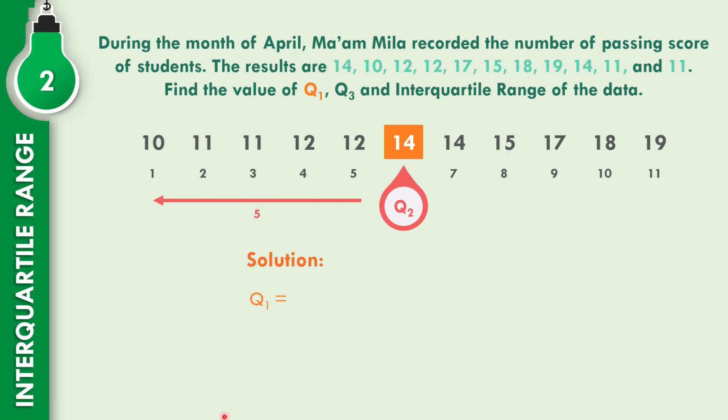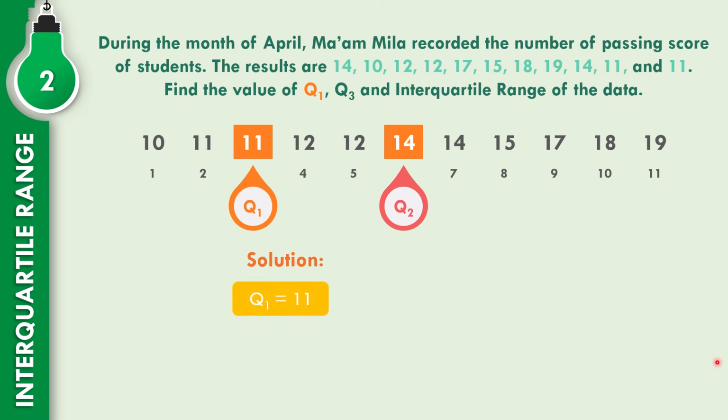So this is the lower half and the upper half. If we count, this is 1, 2, 3, 4, 5. Let us find the middle, and then we will find out the quartile 1. So the middle is 11. So the quartile 1 is equal to 11. So let us identify now the quartile 3. So let us find the middle between 14, 15, 17, 18, 19. So the middle is 17. So that is the Q sub 3 or the quartile 3, it is equal to 17.